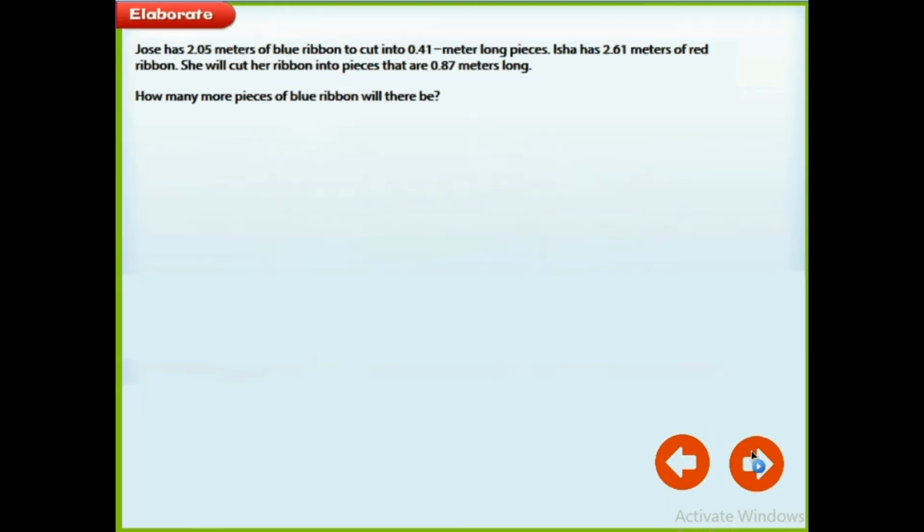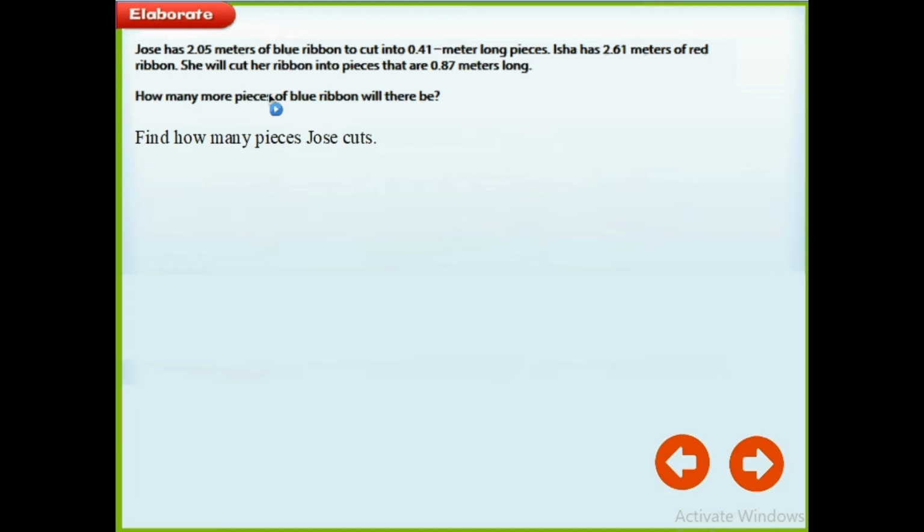Jose has 2 and 5 hundredths meters of blue ribbon to cut into 41 hundredths meter long pieces. Aisha has 2 and 61 hundredths meters of red ribbon. She will cut her ribbon into pieces that are 87 hundredths meters long. How many more pieces of blue ribbon will there be?